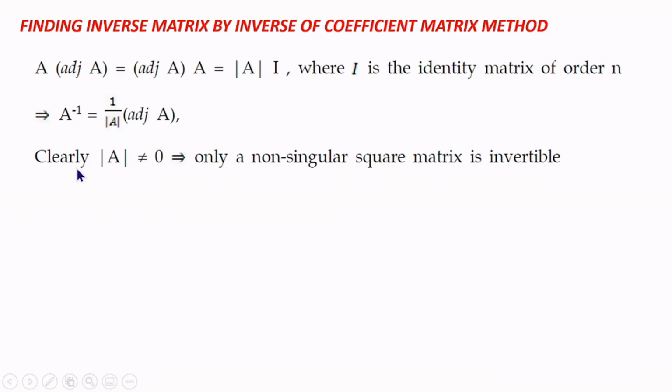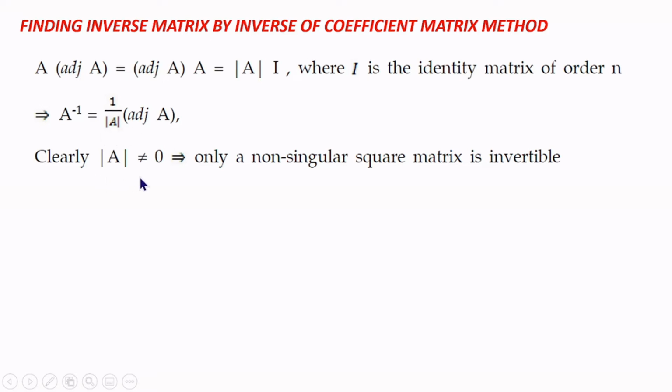Now we will see the steps to find the inverse of a matrix using the adjoint method. We know this property: A into adjoint of A is equal to adjoint of A into A is equal to determinant of A into the identity matrix. So using this we can see that A inverse is equal to 1 by determinant of A into adjoint of A. Now since A inverse is equal to 1 by determinant of A into adjoint of A, we can find A inverse only when determinant of A is not equal to 0.